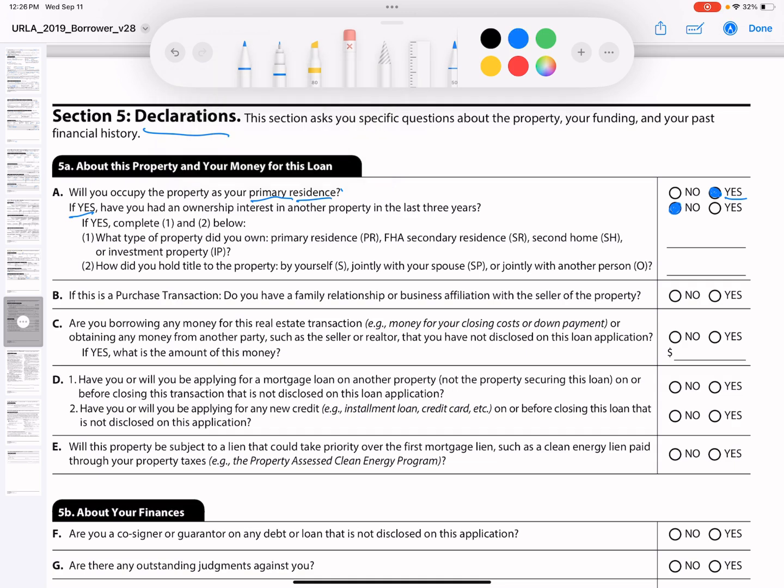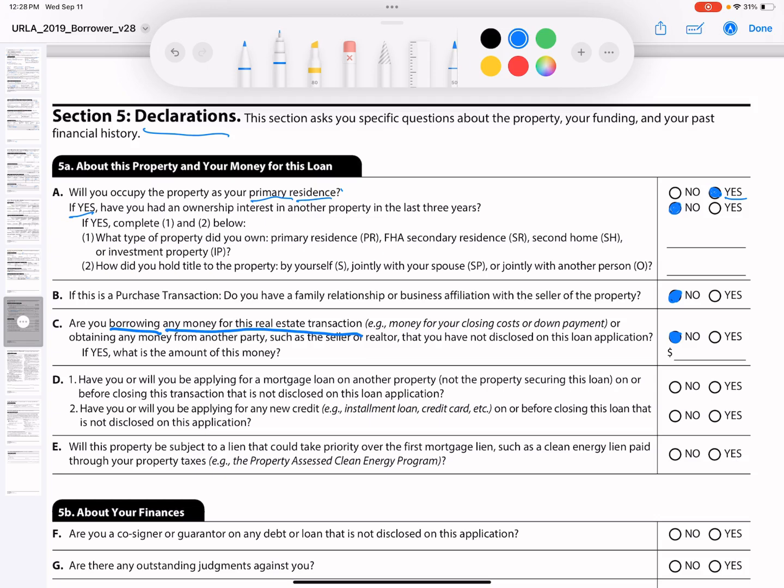So do you have a family relationship with the seller of the property? We're going to say no. It's not that common. Are you borrowing any money for this real estate transaction? If yes, what is the amount of money? This is a little bit of a trick question because if you answer yes, they're going to want to see all the documentation regarding that loan, and they're going to use any payment in your DTI calculation. If you want to learn more about DTI calculations, watch my previous video. It's number 4 in the series. So we're going to say no. Let's keep it simple. I did not borrow any money.